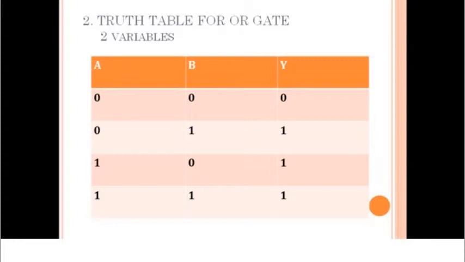If any, in this case we have 0 0. Is any 1? No, so the output is going to be 0. So in this case, we have the first one to be 0, we have the next one to be 1. So what does it say? It's going to be 1. Here we have 1 and here we have 0, and it's going to be 1. Do you understand? Here in this case, both are 1, so of course it's going to be high. So that satisfies the rule also.